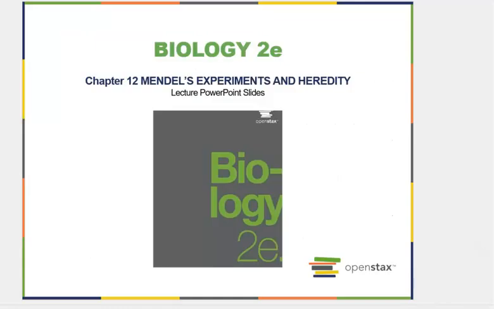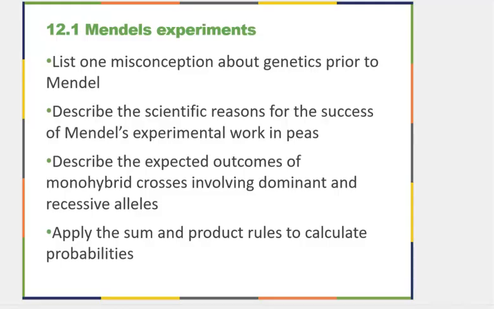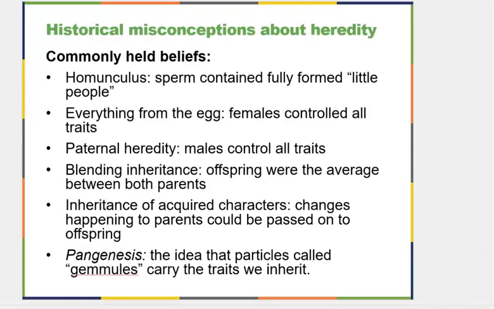Hello, let's start with chapter 12. Okay, some of you that were in class, this should just be a review. We're talking about some misconceptions about genetics before Mendel's time and why peas was such a good choice.